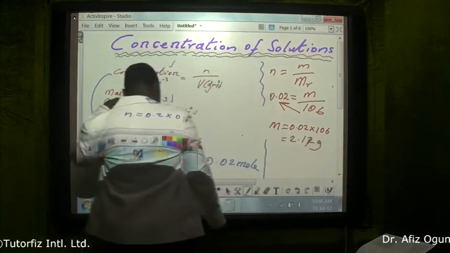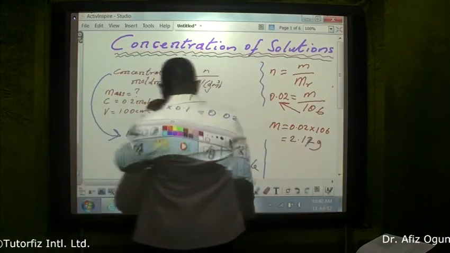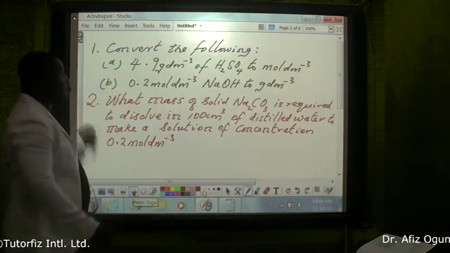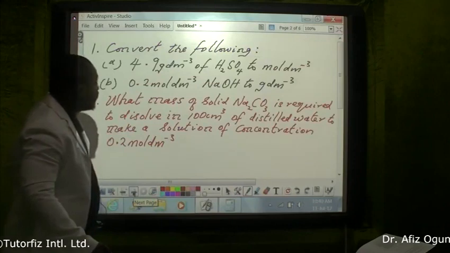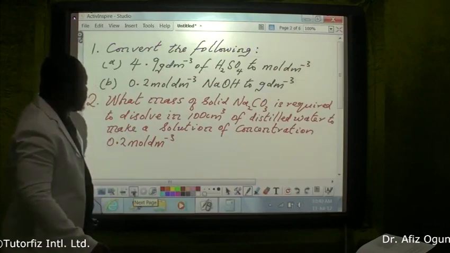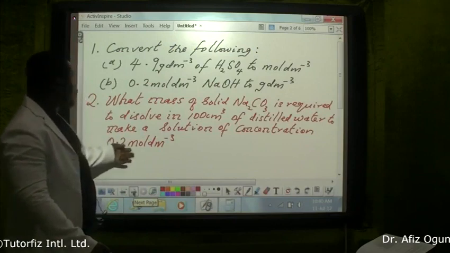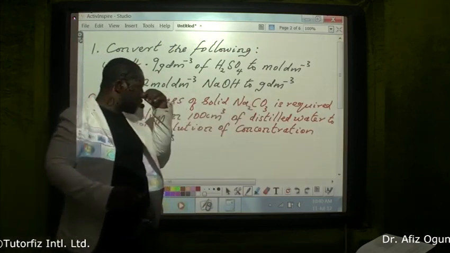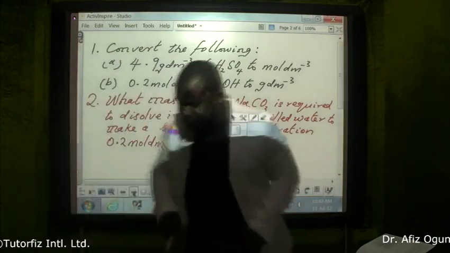See? 2.12 grams. So in the question I've been asked what mass of solid sodium carbonate is required to dissolve in 100 cm³ of distilled water to give me 0.2 mol/dm³ of the solution. You know this is a soluble one. It's a soluble base.